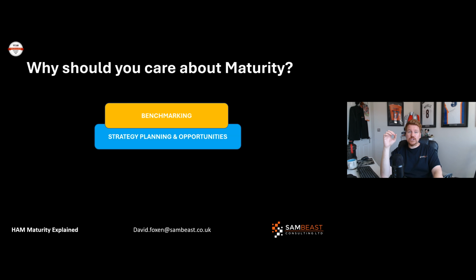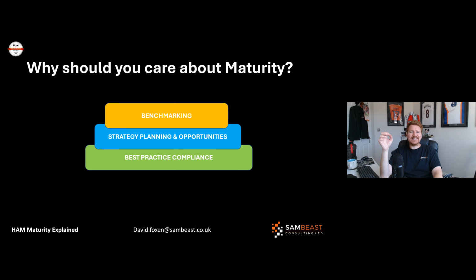It helps you with your strategy planning and looking for those opportunities so that you can evolve HAM. You can build up a strategy that helps you achieve that next level of maturity and help you really get the most out of hardware asset management within your organization.